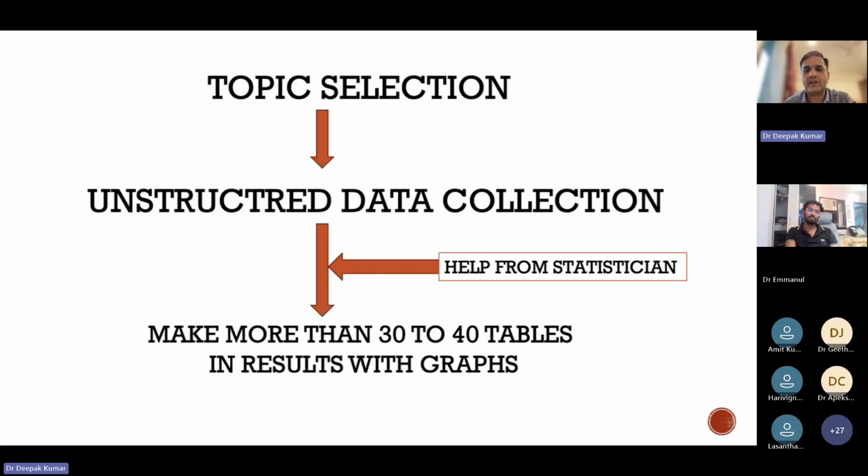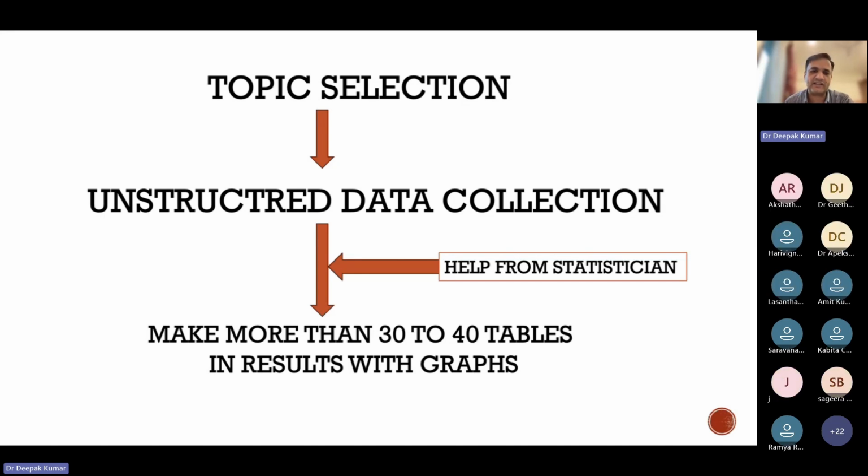This is the regular process that all the residents and early career researchers are following. They take a topic which is usually a good topic based on clinical problems and their experiences. But after that, they directly start unstructured data collection. First they collect the data offline in written format, then they put everything into Excel, and all this process takes around 2 years.